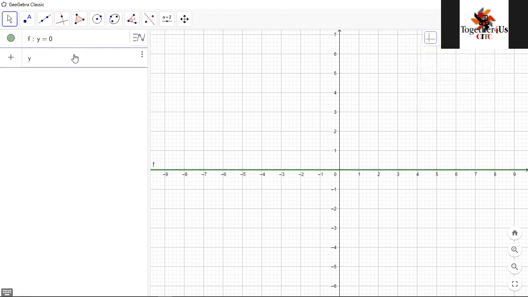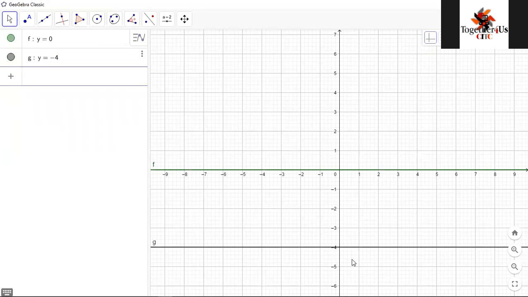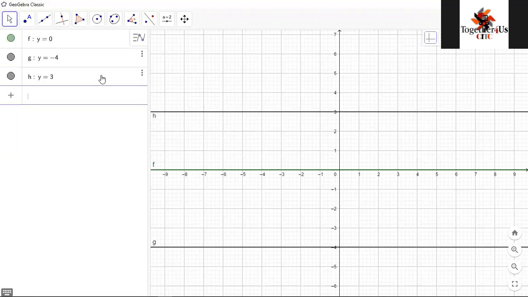So if I plot the line y equals -4, you can see it is going right to -4 on the y-axis. If I plot the line y equals +3, you can see it goes on the point where y equals 3. Okay, and x is definitely 0. That's what you can see.